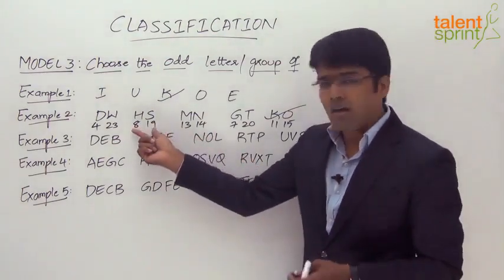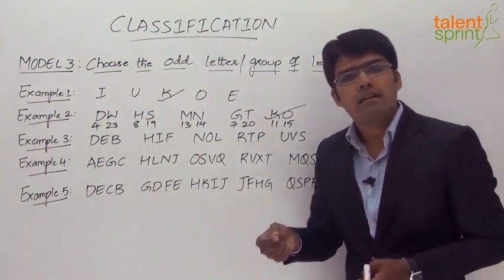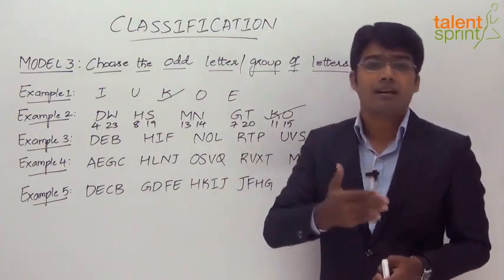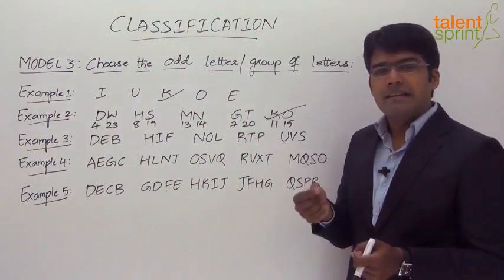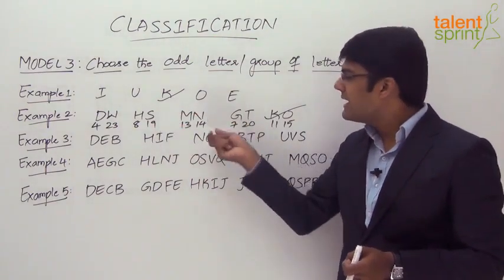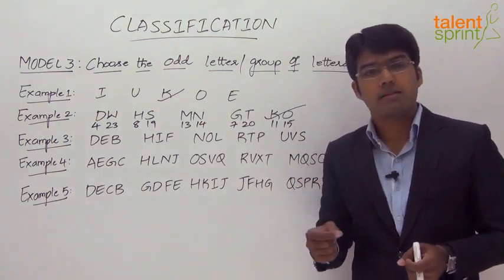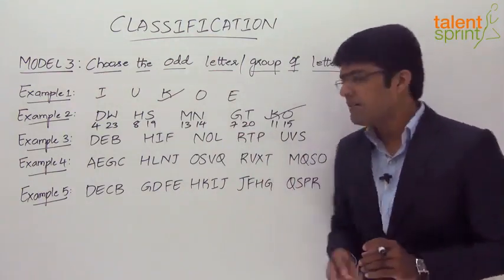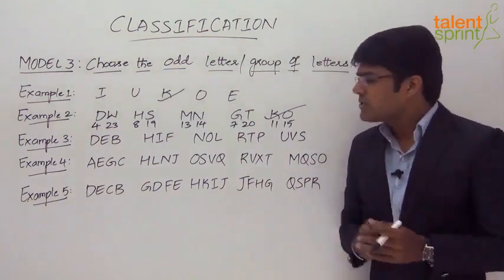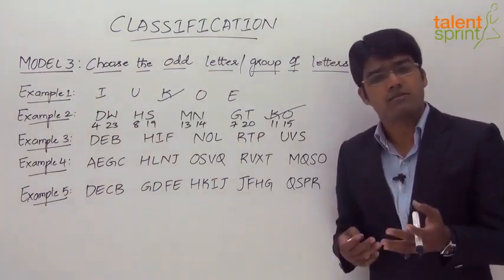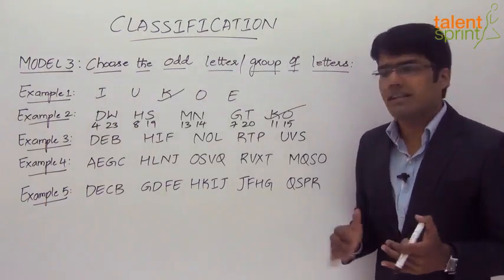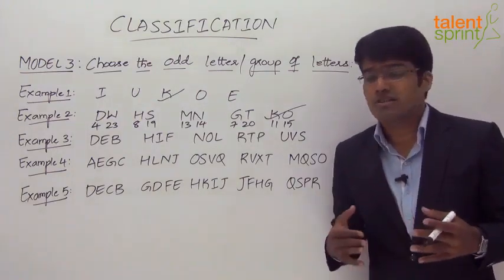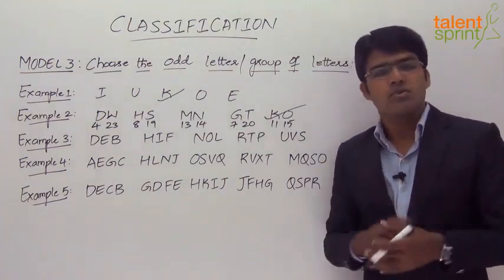The same applies to the remaining pairs as well, H and S. H is the 8th letter from the forward direction, and S is the 19th letter in the forward direction, but it comes out to be 8 in the backward direction. So the logic is that these pairs, DW, HS, MN and GT, come in the same numerical position when taken in the forward and the reverse direction respectively, right? So even that logic will lead us to the same answer, K and O. The point is there are a variety of reasons for choosing the odd one, but as I said, most of the time when it comes to choosing the odd letter or odd pairs of letters or odd group of letters, the logic is based on positions. Not always, but most of the times, right?